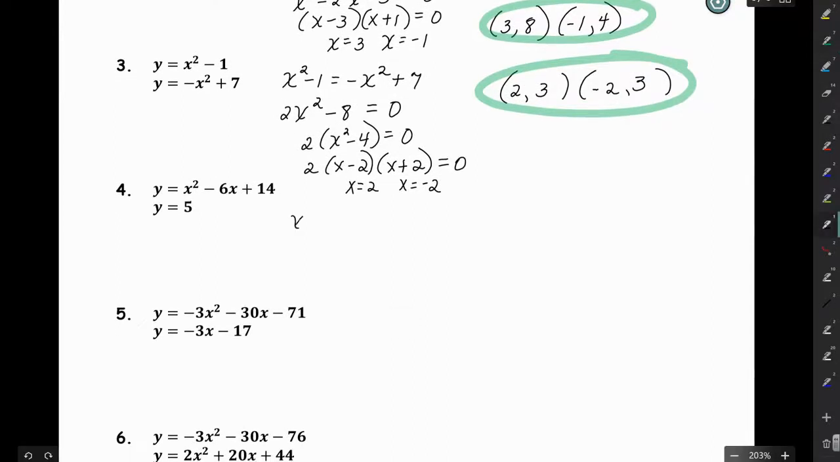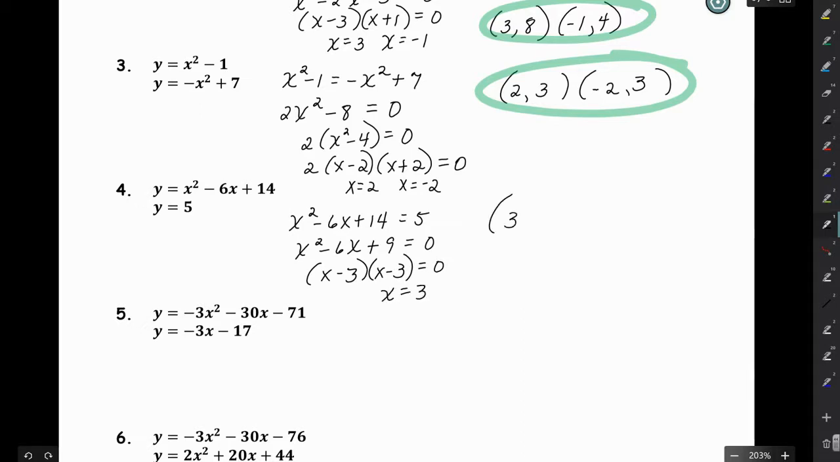Okay, number 4, we get x squared minus 6x plus 14 equals 5. Subtract 5 from both sides. When we factor that, we get x minus 3, x minus 3. We get a value of x equals 3. If we put 3 into the first equation, 3 squared is 9, minus 18, plus 14, we get a value of 5.